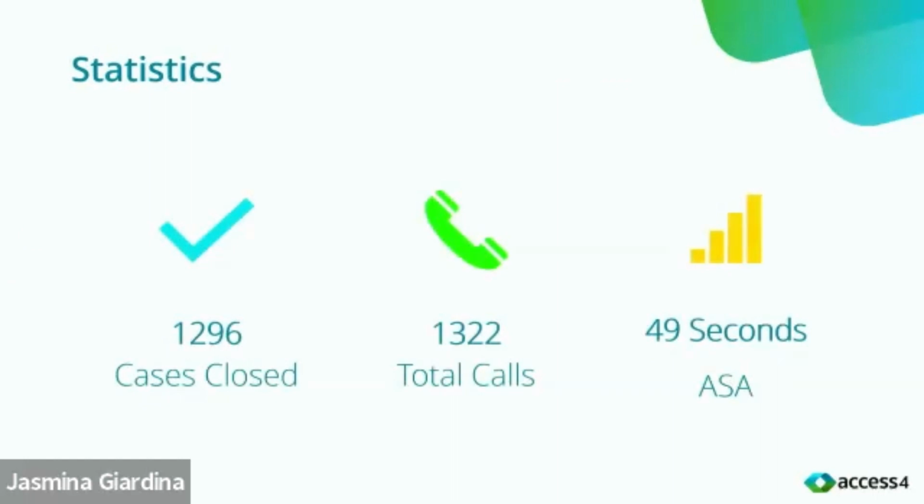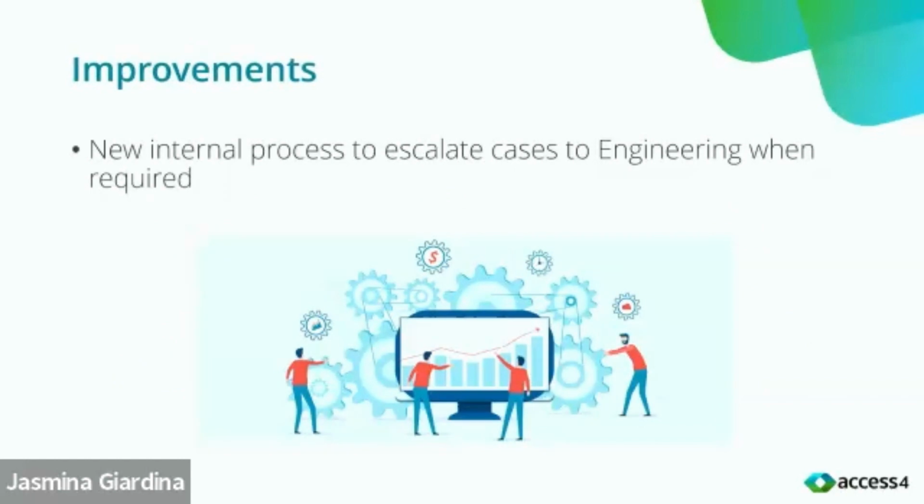So some statistics around the TAC over the last 12 months. Actually, it's only this quarter. Sorry, this quarter. Apologies. That was the last update. There have been 1,296 cases closed, a total of 1,322 calls come into the team, and 49 seconds average speed to answer. I'm used to that being in a different format. So that's really great statistics from the team. Hopefully, there we go. Improvements.